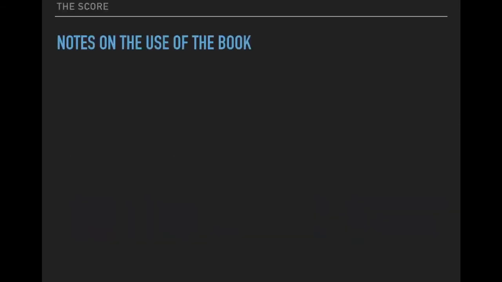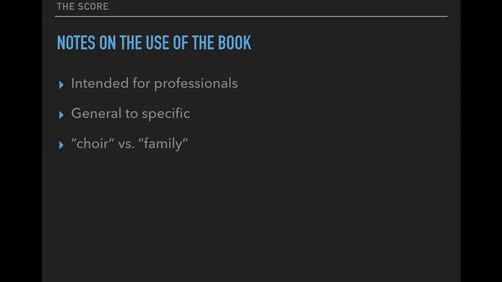Notes on the use of this book. It's intended for professionals like yourselves or college students. It's arranged from general to specific, so let's call this our general day. It uses two specific words that sometimes come up in different contexts.